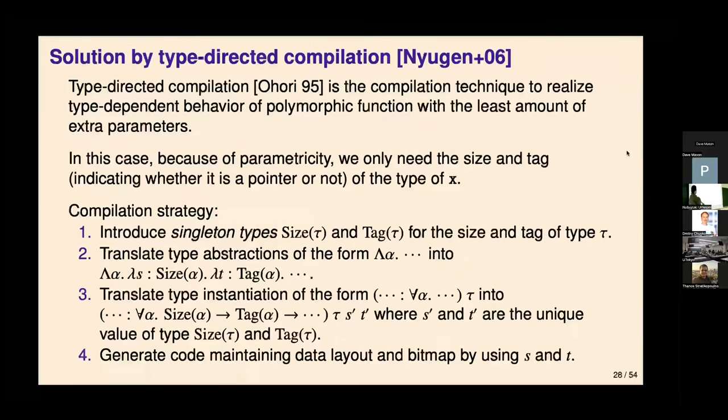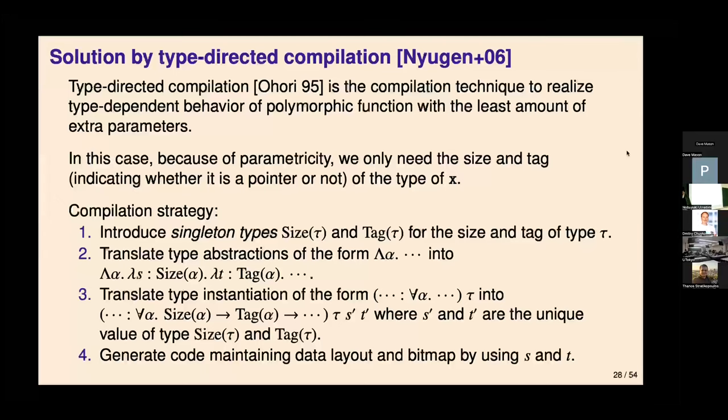So type-directed compilation is our solution to realize native data representation with polymorphism. This is a very popular technique in C#, but other compilers don't use it. But anyway, in this strategy, we introduce a special type that represents the type information of a type, and introduce an extra argument for polymorphic functions, and its counterpart is added to function application.